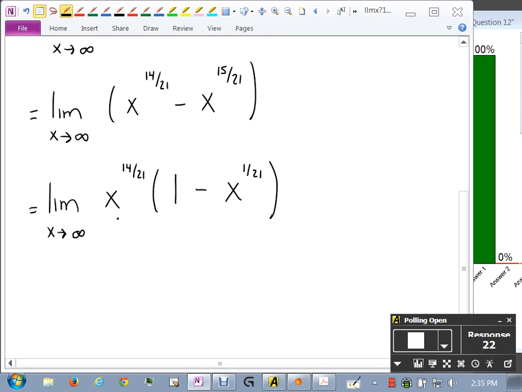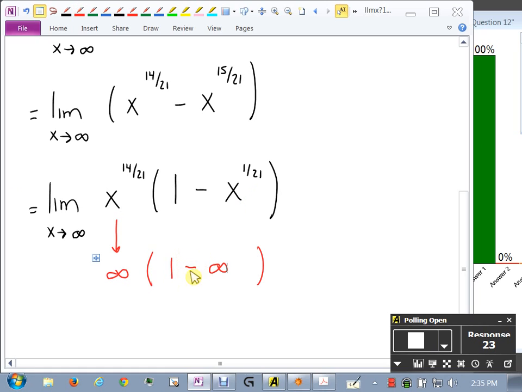As x goes to infinity, where is this one headed? It's going to become infinite, right? It's x to a positive power. That's going to get huge. Eventually, it's going to get huge. Times, now, 1 minus x to the 1 over 21. Again, it's the 21st root of x. But if I give you a huge x, that's still going to be a huge number. So that's becoming infinite.